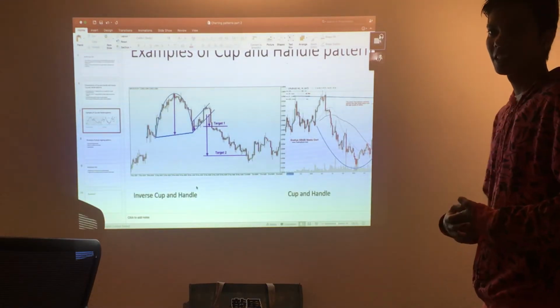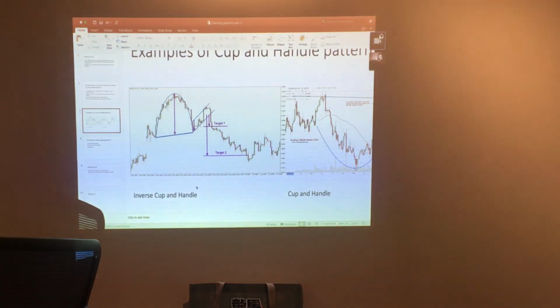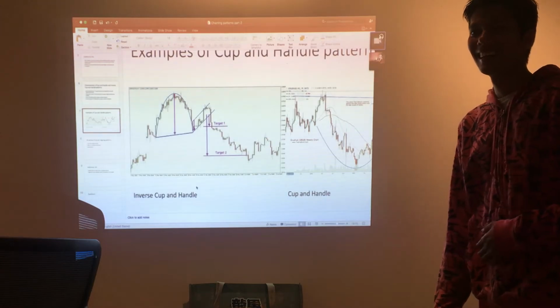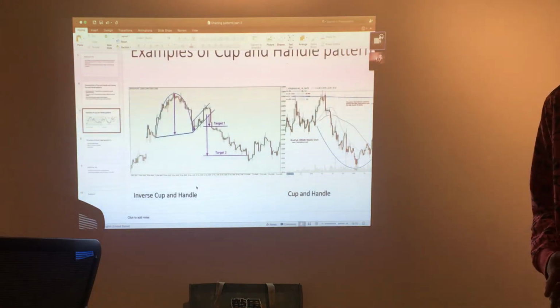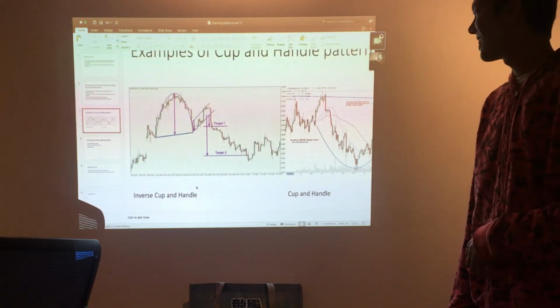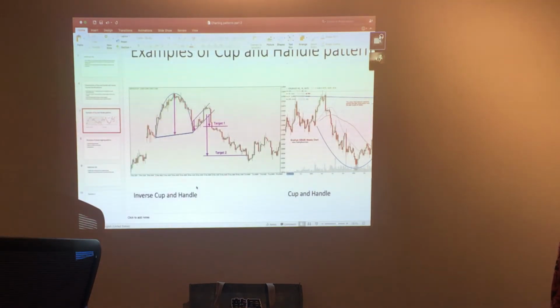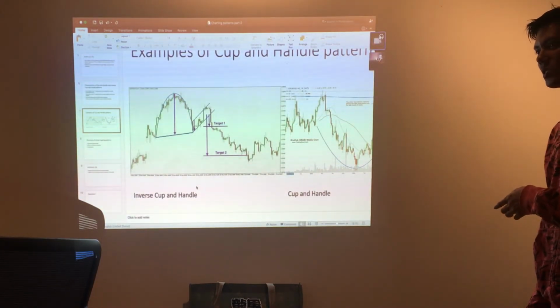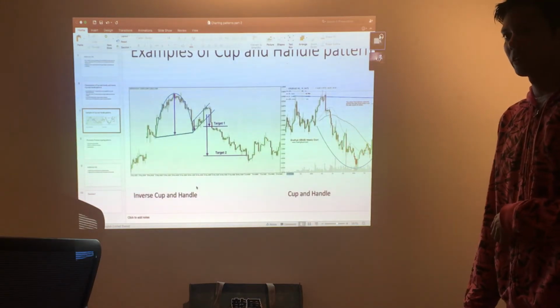So any other questions or anything? Or we can clarify on the triangle formations as well, not just the cup and handle.